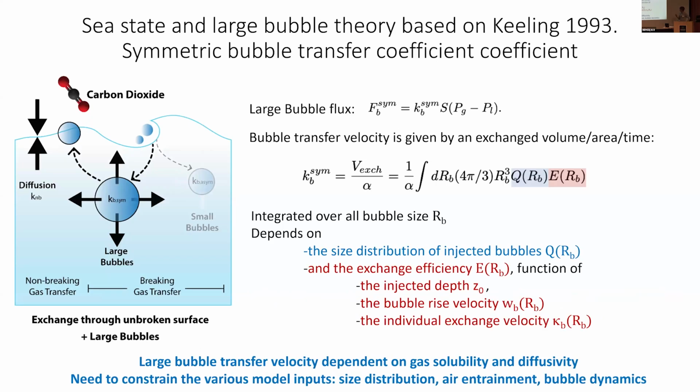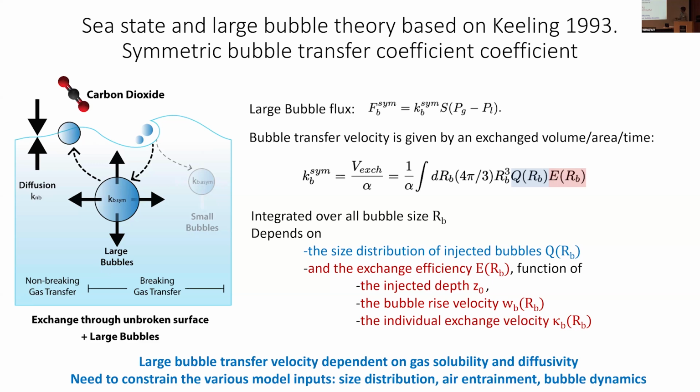Then the second part would be to constrain the large bubbles. And then you can go to the paper from Ralph Keeling in the 90s that basically did this. So you write your large bubble flux, and you're going to say that these bubbles exchange gas while they spend time underwater. And the way you write this equation is saying that this transfer velocity is a volume of air that's going to exchange divided by the gas solubility. Alpha is the Ostwald solubility. And this is going to depend on a bunch of terms.